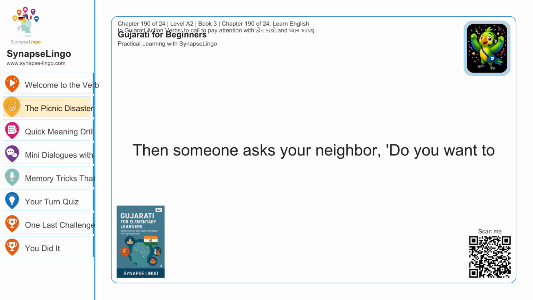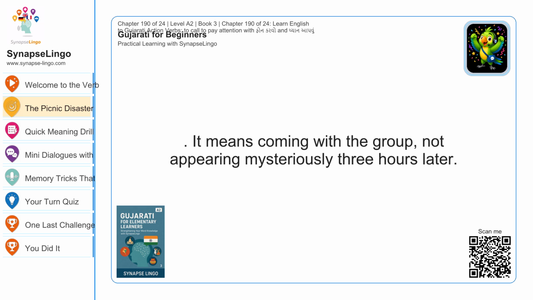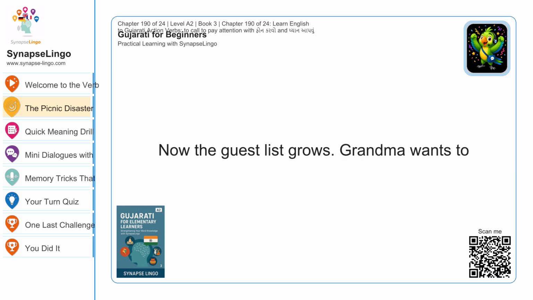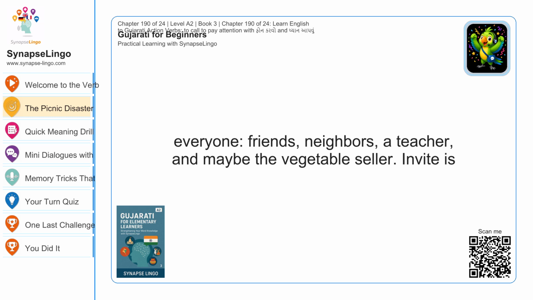Then someone asks your neighbor, do you want to સાથે આવવું? Come along is સાથે આવવું. It means coming with the group, not appearing mysteriously 3 hours later. Now the guest list grows. Grandma wants to આમંત્રિત કરવું. Everyone, friends, neighbors, a teacher, and maybe the vegetable seller.